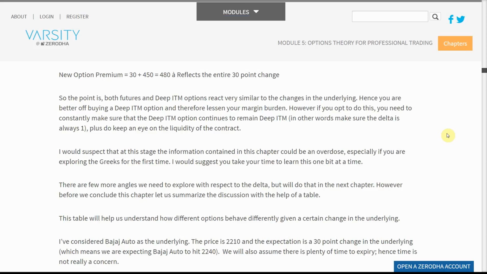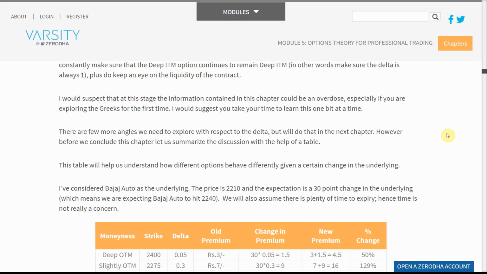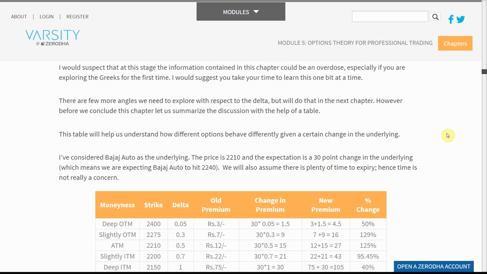I would suspect that at this stage the information contained in this chapter could be an overdose, especially if you are exploring the Greeks for the first time. I would suggest you take your time to learn this one bit at a time. There are a few more angles we need to explore with respect to the delta, but we'll do that in the next chapter. However, before we conclude this chapter, let us summarize the discussion with the help of a table.